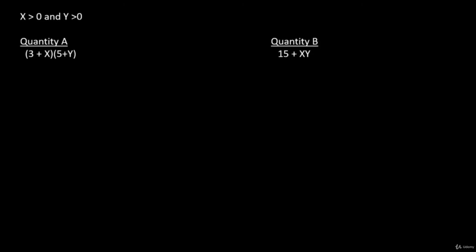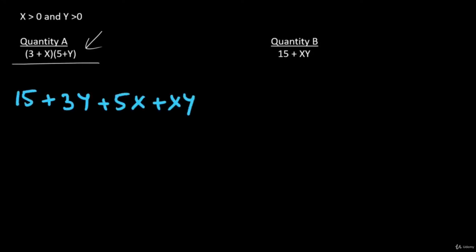Let's do it together. Now let's simplify the expression given as quantity A by opening the brackets. So that would be 3 into 5, you get 15, plus 3 into y, which is 3y, and x into 5, that's 5x, and x into y, that's xy. So this term expands as 15 plus 3y plus 5x plus xy, and as quantity B, you have 15 plus xy.